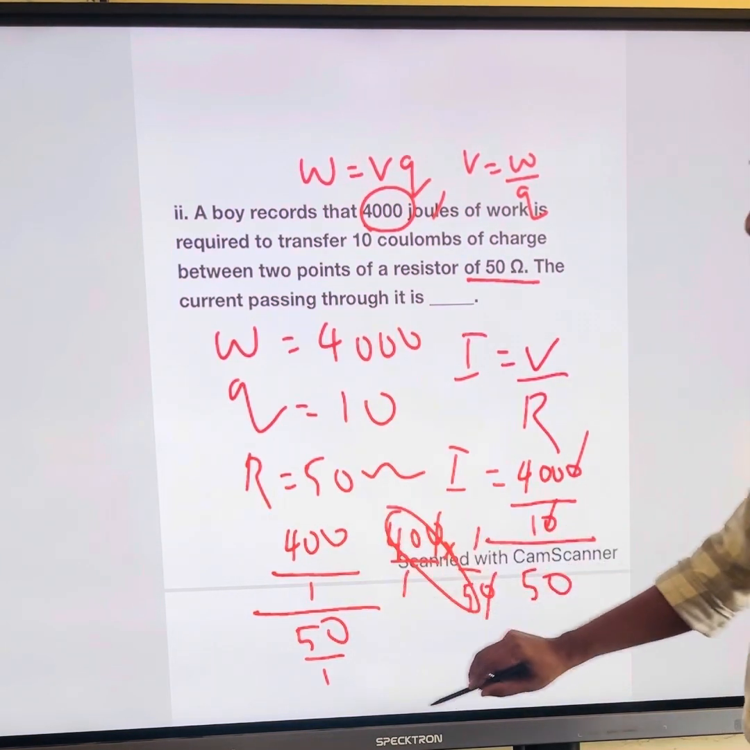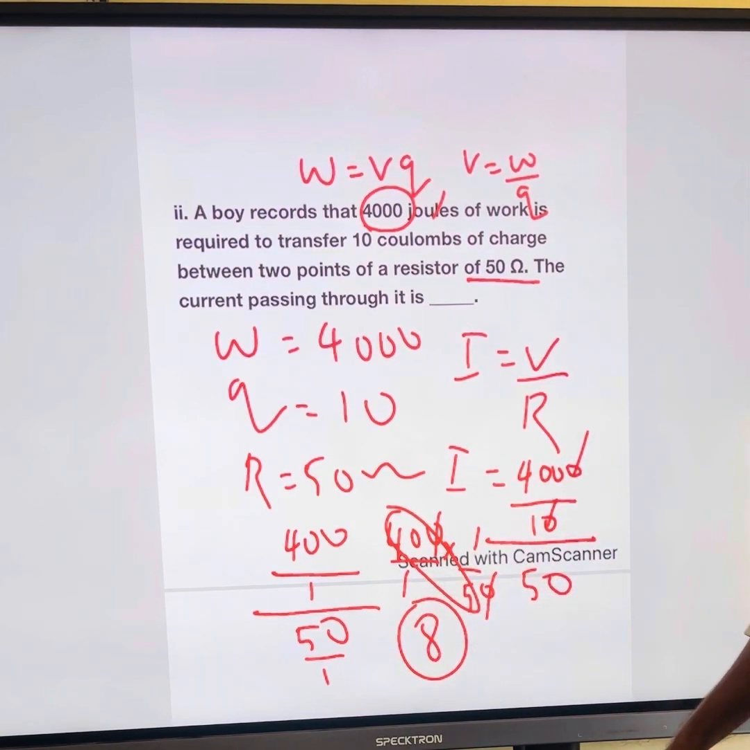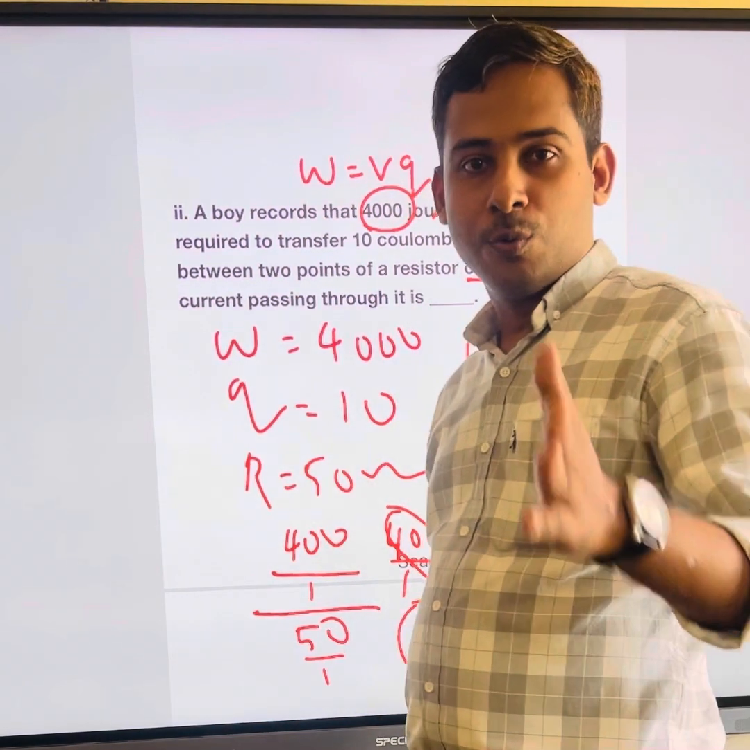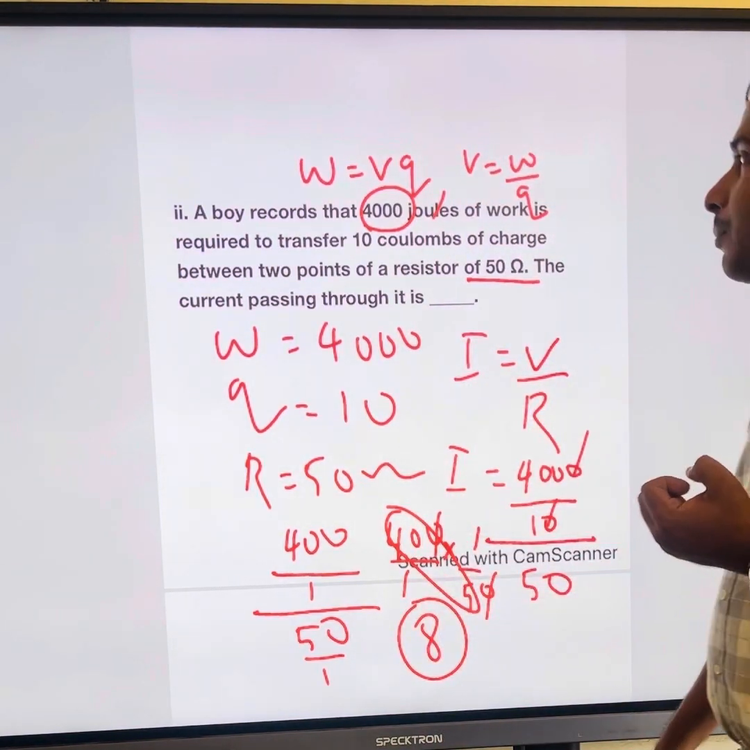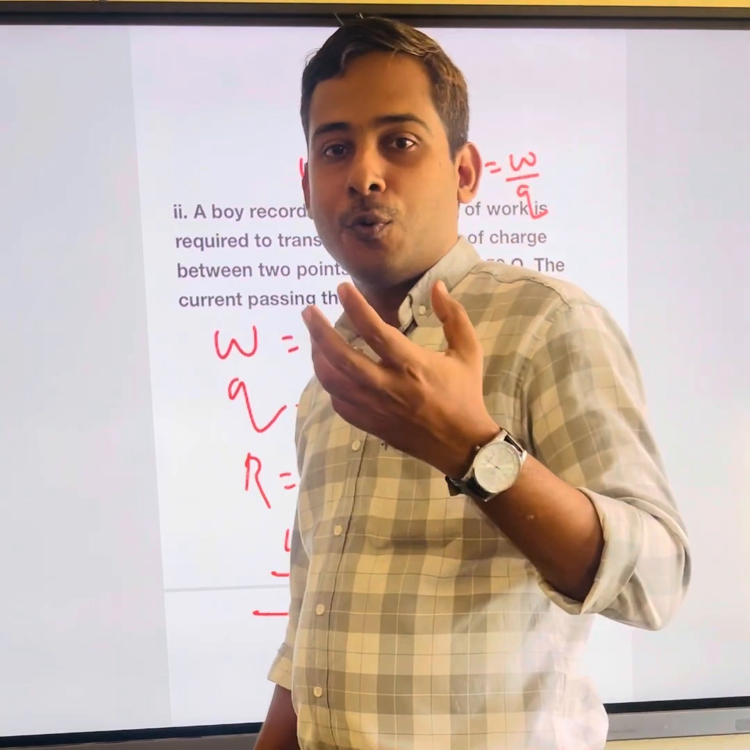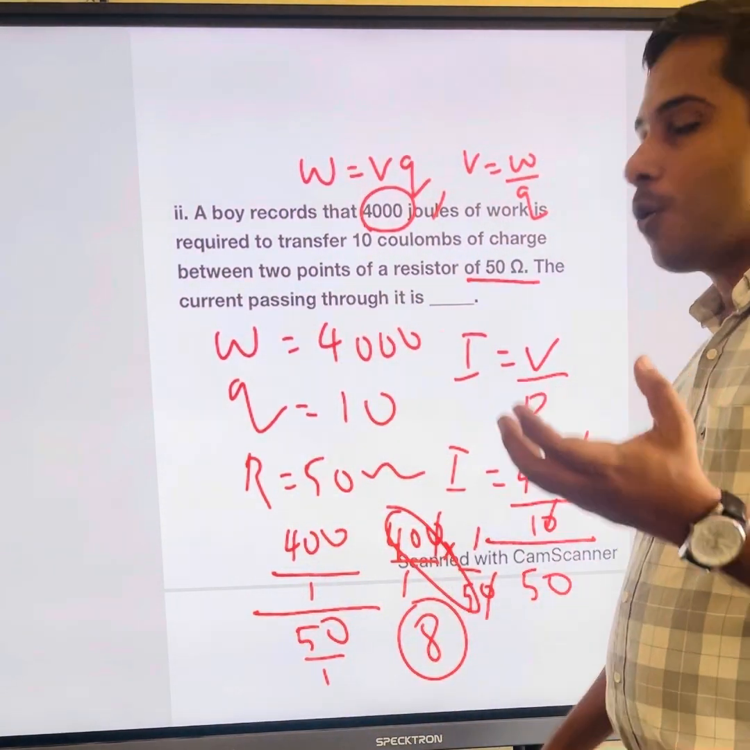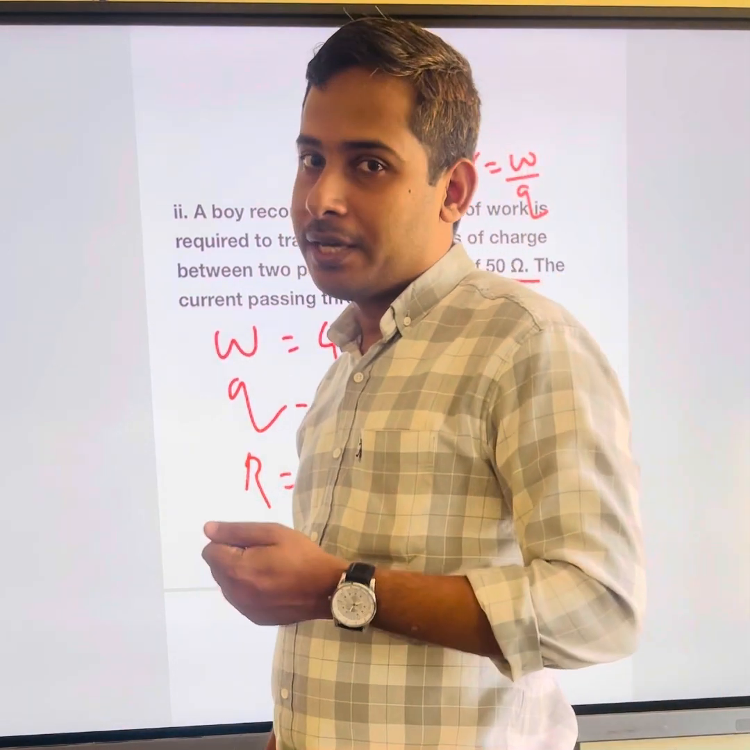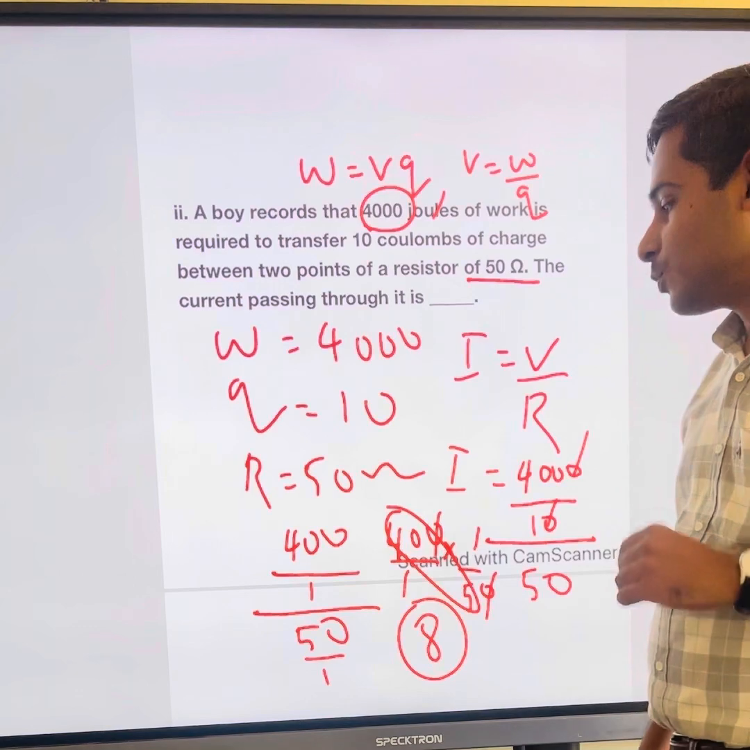So in 40, how many 5 we have? 8. So that will be the current. Very easily we can solve this question. You have to keep in mind W equal to VQ, then V equal to W by Q, then Ohm's law I equal to V by R. Got it? Then I am moving to the next question.